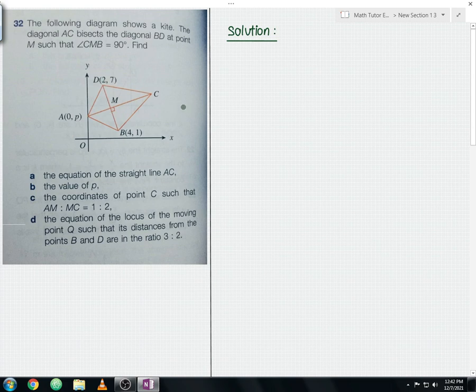So the first step is we need to find the gradient of the straight line DB. That will be our first step, guys. Let us proceed to our working.